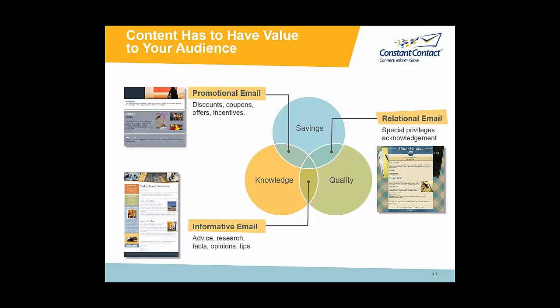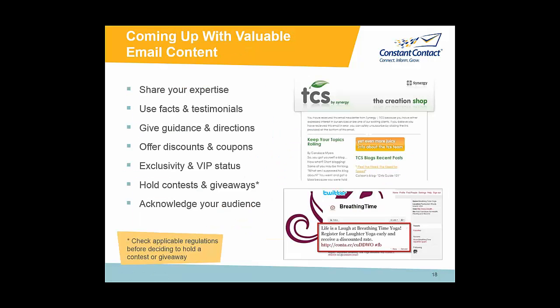And then the other thing is relational emails. Maybe you want to give people special privileges, and you've seen that before. Okay, valuable email content. And valuable is not necessarily valuable to you as it is what value does it hold to your reader. These are things that people look for. You have access to information that they don't. You have access to information I don't have access to.